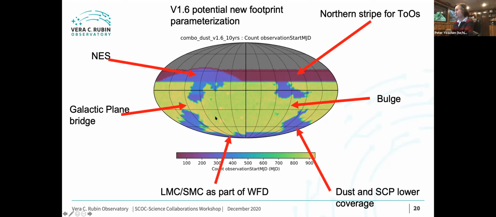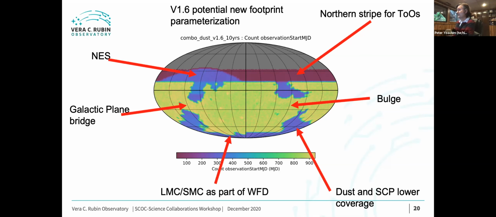we've taken the full dust extinction affected area of the disk and decreased the emphasis there, but added the bulge and a bridge here to the wide, fast, deep. So the bulge is treated as part of the wide, fast, deep. We also add the LMC and SMC as part of the wide, fast, deep area, and the stripe for TOOs.